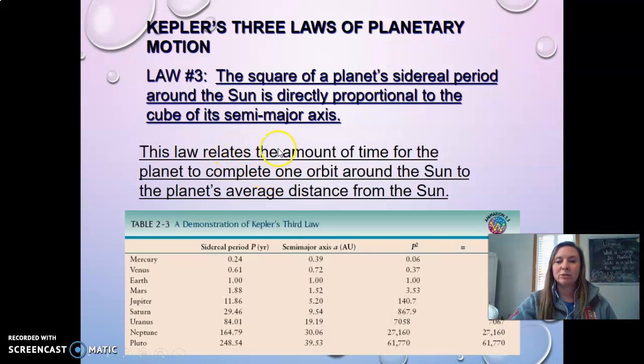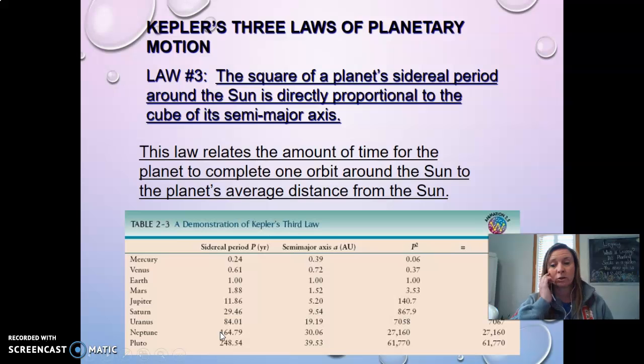So this law relates the amount of time for a planet to complete one orbit around the sun to the planet's average distance from the sun. And then, whoops, and there we go. We've got a chart here that kind of talks about it. So our sidereal period, everything is based off the Earth, kind of like our astronomical units as well. One astronomical unit is the distance from the Earth to the sun. Our sidereal years are also based on that too. And if you can kind of think about it, Venus and Mercury are closer to the sun, so their year is much less than our 365 days, whereas you can see that the years get pretty long on some of these ones that are out there.